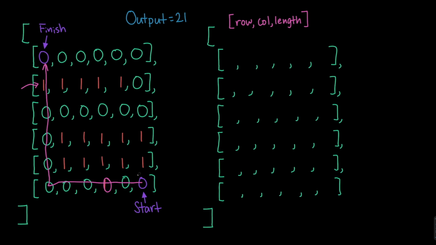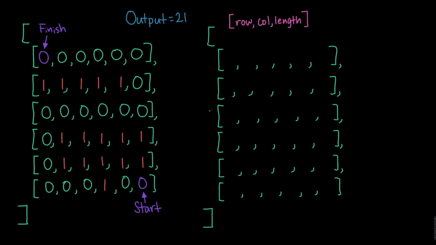Let's check. 1, 2, 3, 4, 5, 6, 7, 8, 9, 10, 11. Yeah, looks like 11 is the answer if we have a 0 in that position that I marked. So let us go ahead. We'll stick with this as a 1 for now. Now, we want to modify the information that we're tracking.